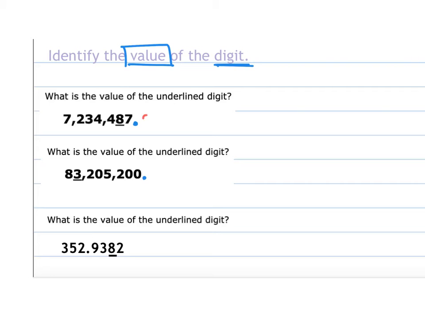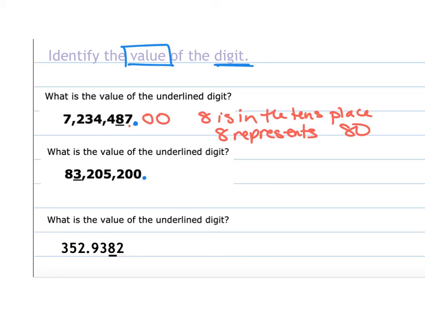So using my chart again, I might put in some decimals here. I know this is to the left, so it's in my whole numbers. This 7 represents 7 ones. If the 8 is in my tens place, so I might write 8 is in the tens place, and I know that 8 tens, it's kind of like multiplication, so the 8 really represents 80, because 8 tens is 80.